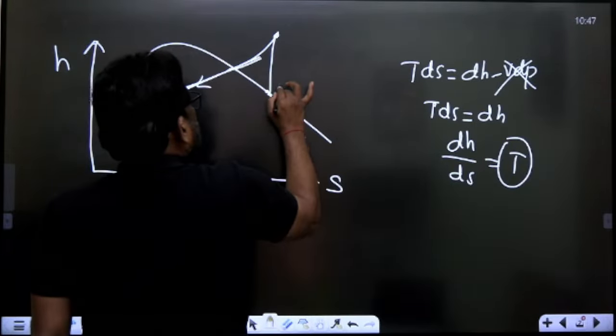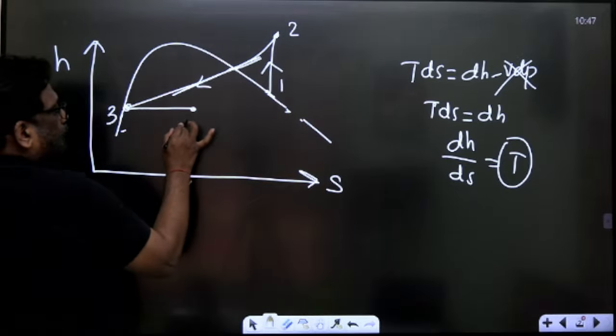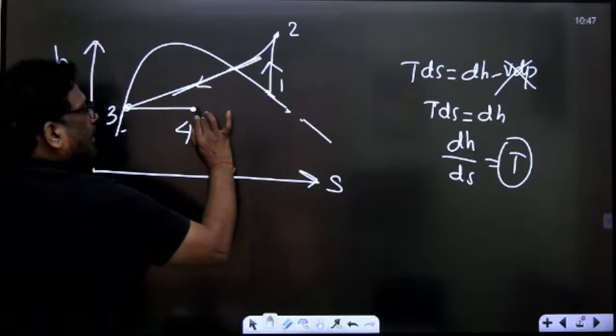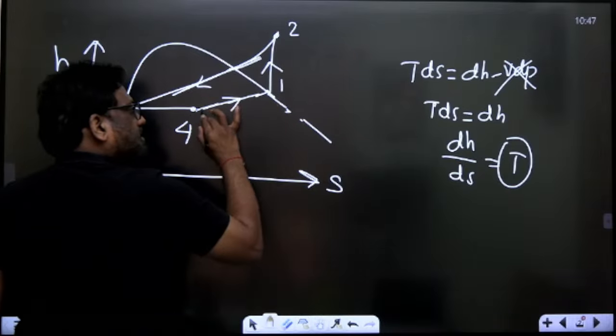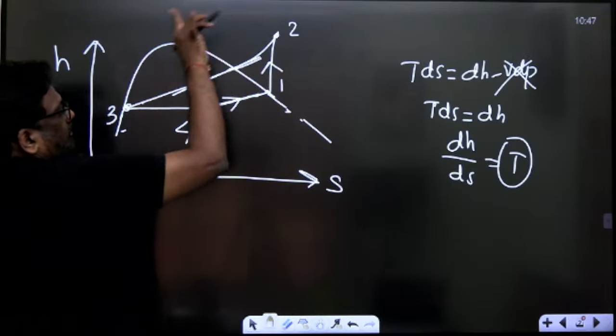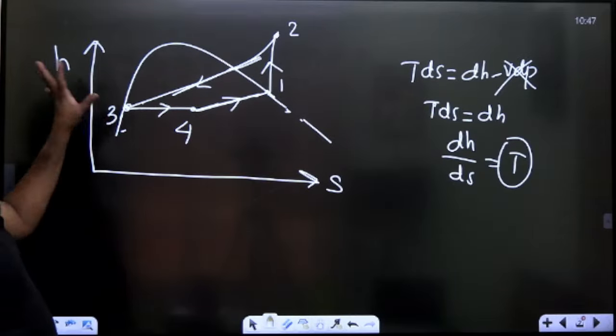Look, this is 1 and this is 2, and this is 3 to 4 throttling, and what is 4 to 1? 4 to 1 is constant pressure heat absorption. Therefore, 4 to 1 in the wet region will be a straight line, sir. A constant pressure line in the wet region is a straight line, and in superheated it is a curve. This is the representation of the vapor compression cycle on the HS diagram.